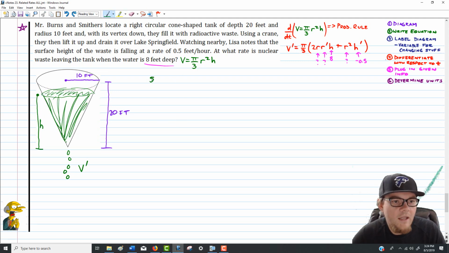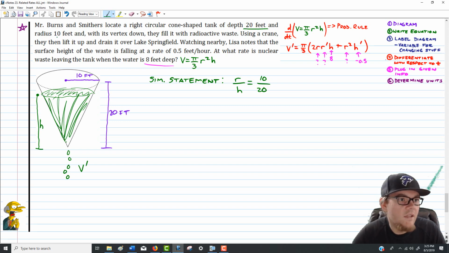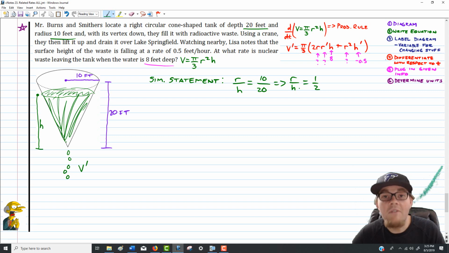So I'm going to begin by writing a similarity statement. I want to connect the radius and height together, taking into account that they always maintain the same proportion. If I look at the ratio of R to H in this cone, it's always going to be the same ratio as at the very beginning, when the cone had a radius of 10 feet and a height of 20 feet. These give us the original proportion for our cone. Given that, R over H is equal to 1/2. In other words, the radius is always half of the height.